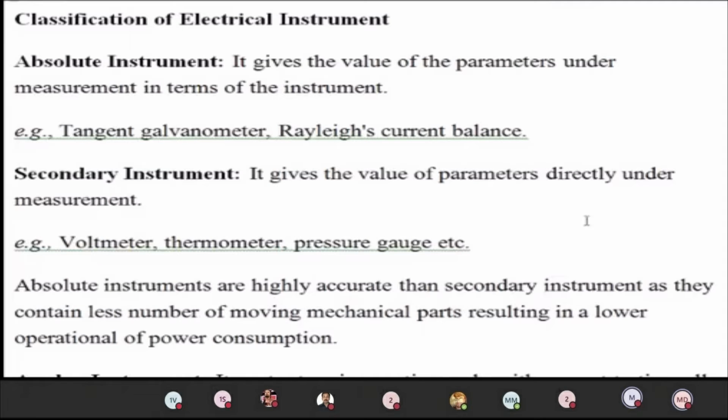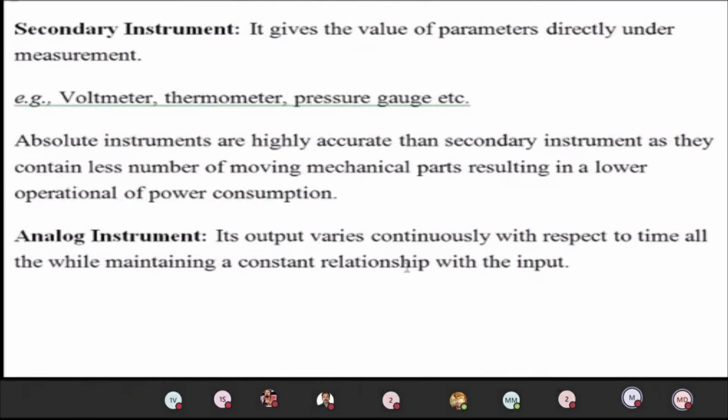So when compared, absolute instruments are highly accurate than secondary instruments, as they contain less number of moving mechanical parts, which results in lower operational power consumption. And the third type is the analog instrument. Its output varies continuously with respect to time, while maintaining a constant relationship with the input.